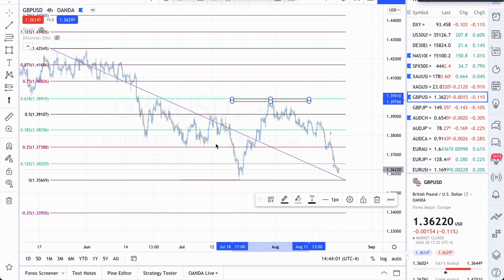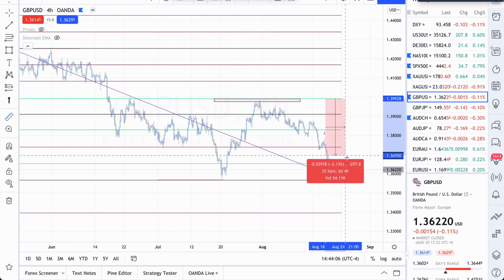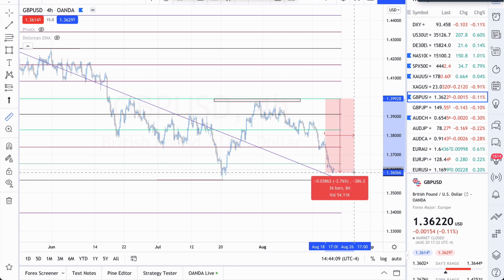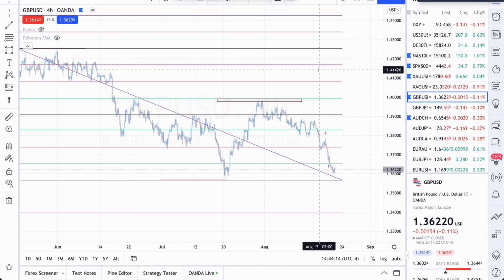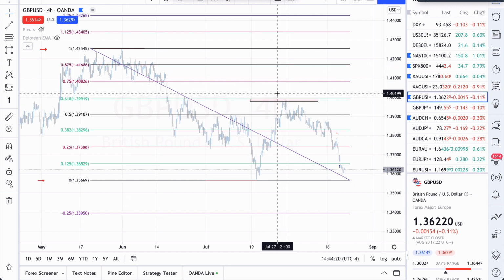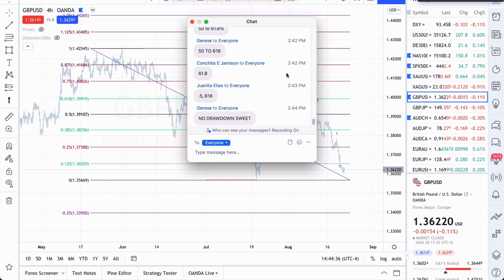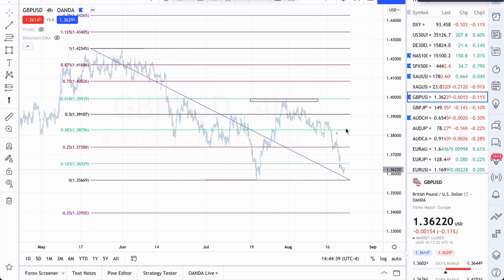GU came all the way back to the 618. If you'd have taken a trade just based off that, you would be up right now 388 pips, just by using the Fibonacci. But it requires patience. When you use Fibonacci, you have to be patient because you're waiting for certain areas to get hit. No drawdown, G. Exactly. None.